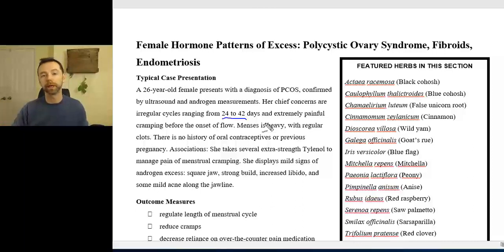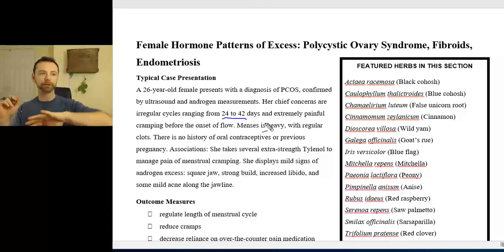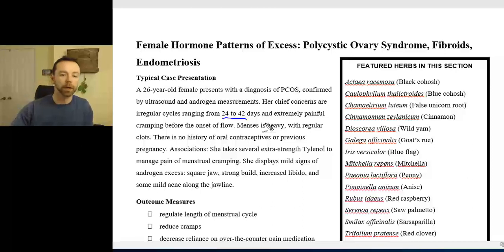And actually, that's a really good point to make. When you see a deficiency pattern and when you see an excess pattern, very rarely will you get those two mixed up. And often in the case where you do get it mixed up, it's because there's actually a deficiency that's causing the excess. Extremely painful cramping before the onset of flow.